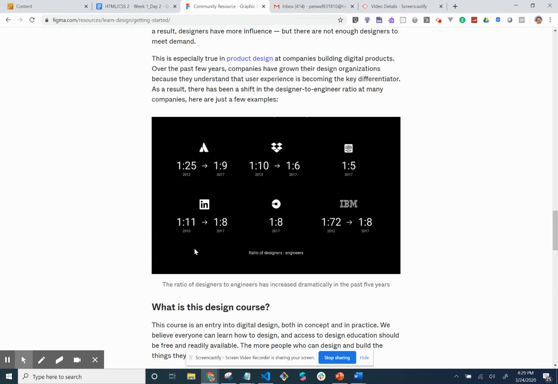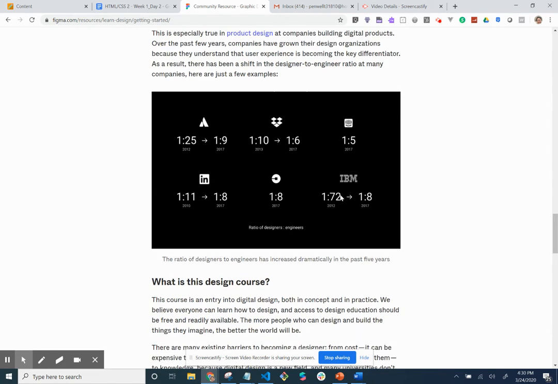LinkedIn, we all know LinkedIn. In 2010, it was one designer for every 11 developers, and now it's one designer for every 8 developers. So there's an increased demand for designers in comparison to the number of developers. And look at IBM, it was one for every 72, and now it's one for every 8. That's a big jump.